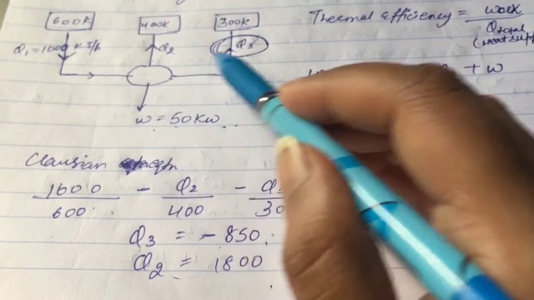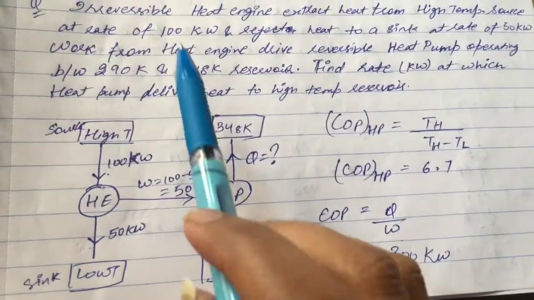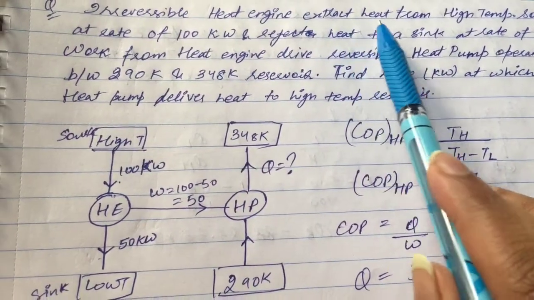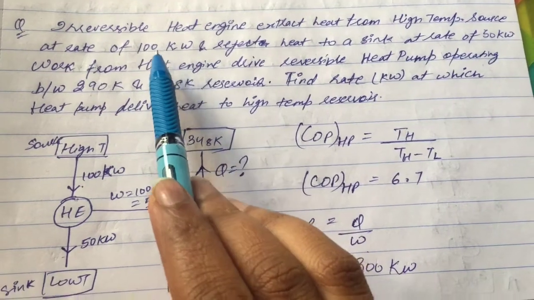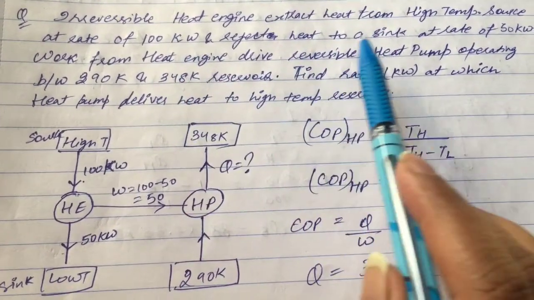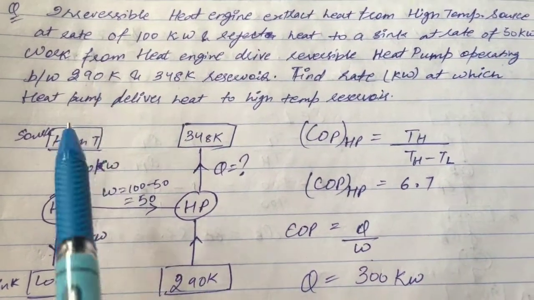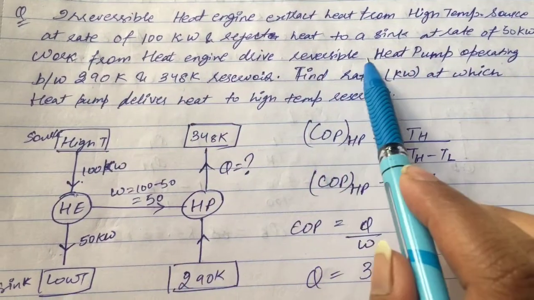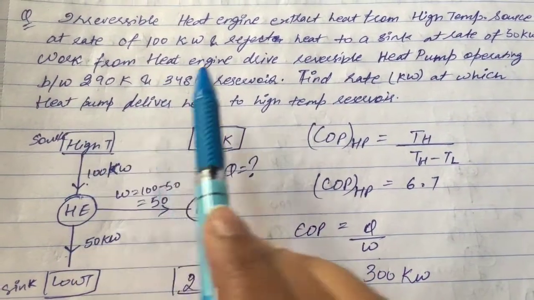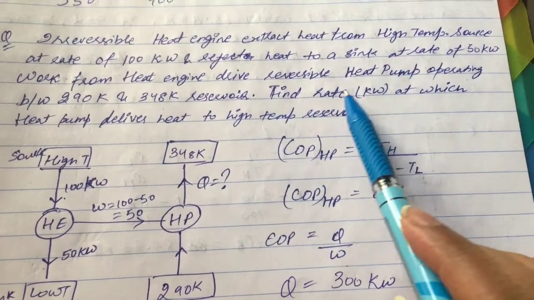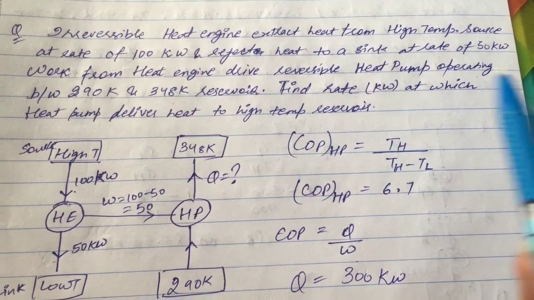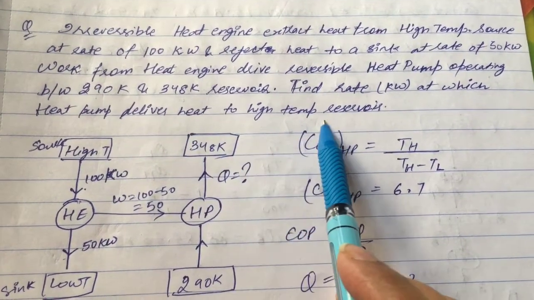into the engine. Next question: a reversible heat engine extracts heat from a high temperature source at a rate of 100 kilowatt and rejects heat to a sink at a rate of 50 kilowatt. Work from the heat engine drives a reversible heat pump operating between 290 Kelvin and 348 Kelvin reservoirs. We have to find the rate in kilowatt at which the heat pump delivers heat to the high temperature reservoir.